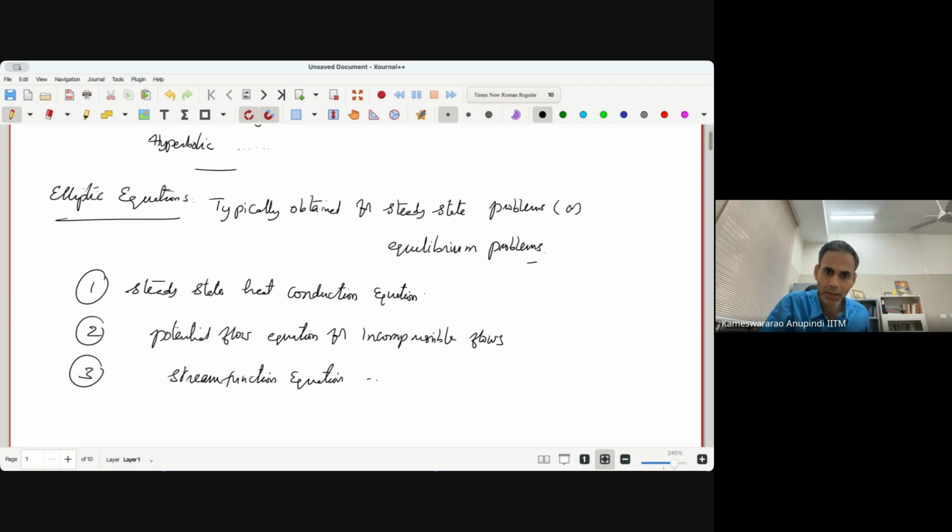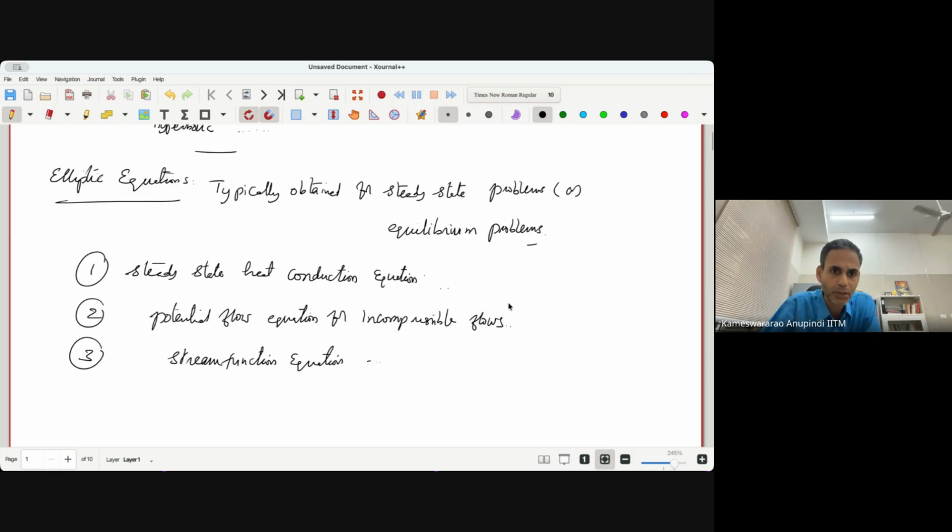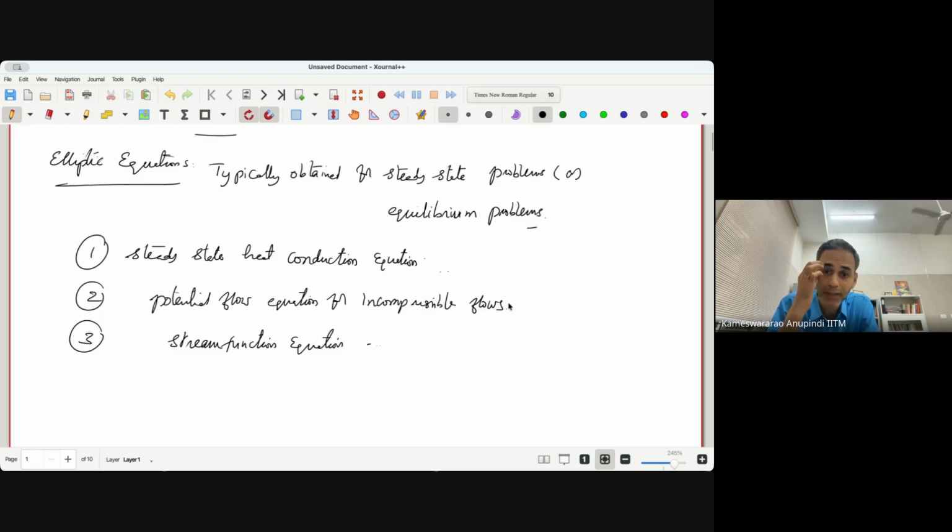These are a few examples of where you may get elliptic equations. Of course, you can also get elliptic equations in other equilibrium problems, and maybe in structural loading problems, because these are basically under equilibrium.